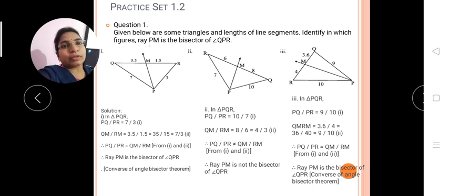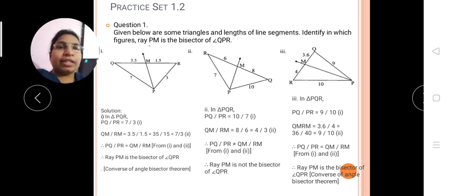Now, I am going to start here with practice set 1.2. In the first question, three diagrams are given, and we have to identify in the diagram whether the given ray is a bisector of that angle or not. See the first question.